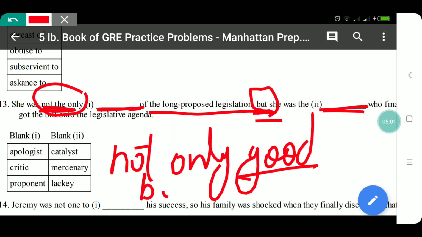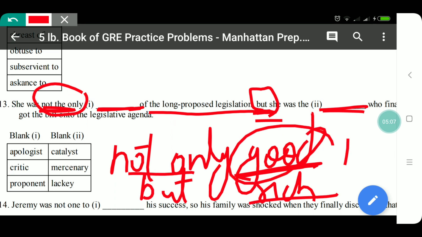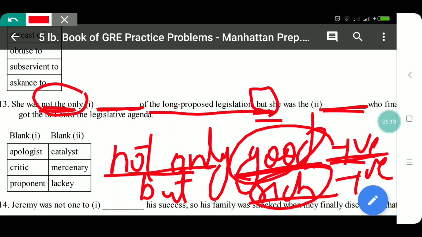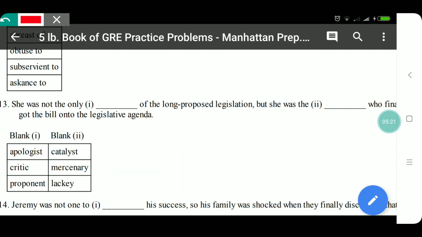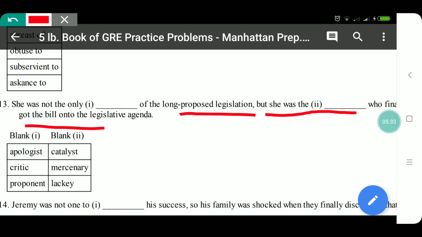He is not only good but also rich. Now if the first part after 'not only' is positive, the next part should also be positive, right? So whatever is after 'not only' will always be in alignment with the part after 'but'. If this is positive, this will also be positive. Let's see: she was not the only dash of the long proposed legislation, but she was dash who finally got the bill onto the legislative agenda. Now you see the option: apologist means supporter.